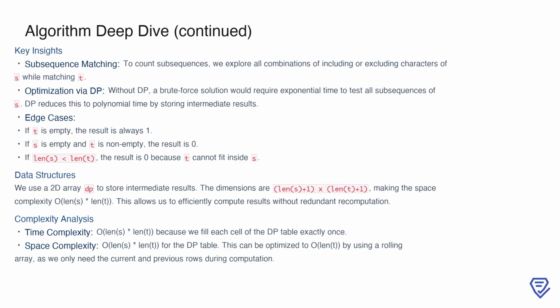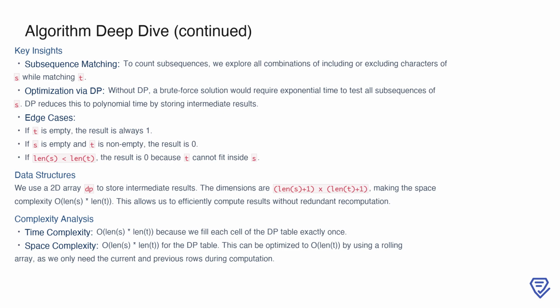Additionally, certain edge cases arise naturally. For example, if T is empty, the result is always 1, as an empty string is a subsequence of any string. If S is empty but T is not, the result is 0, since a non-empty T cannot be found in an empty S. Similarly, if the length of S is less than the length of T, the result is 0 because T cannot fit in S.